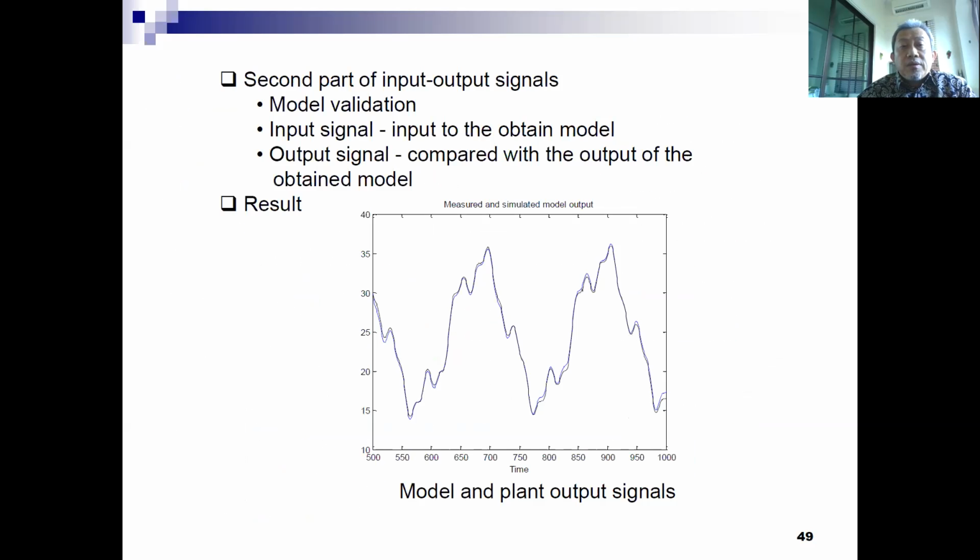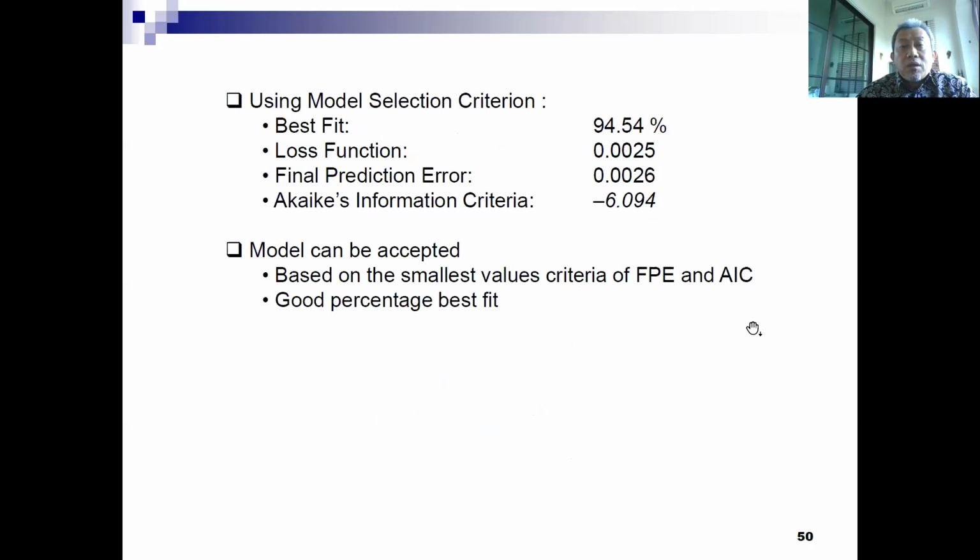Okay. And then we compare the model output, the measured and simulated. So we obtain 94.54%. Loss function 0, FPE 0, and AIC is below 0, minus 6. Model accepted with a good percentage best fit.